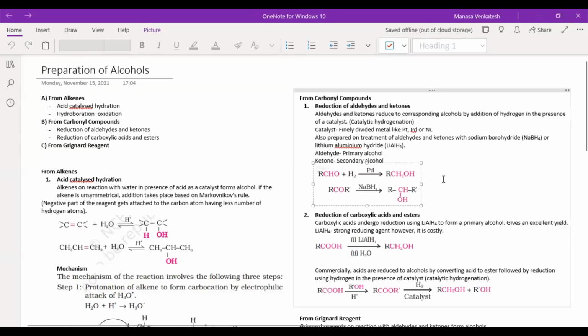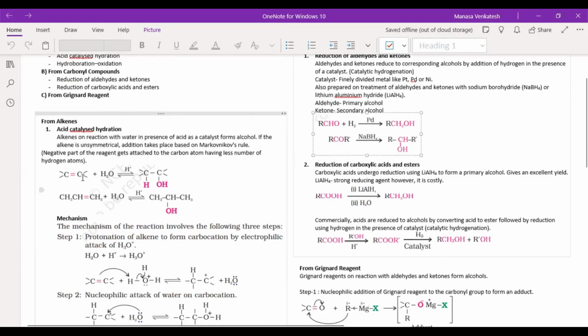Let's learn about the preparation of alcohols. First of all, for any such topic, just write down the headings at least and keep them aside, so that whenever you revise, instead of having to go through all the reactions, you can just go through the headings and try writing the reaction on your own.